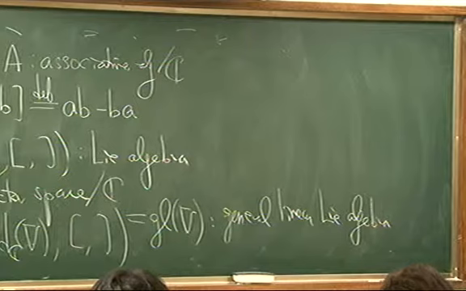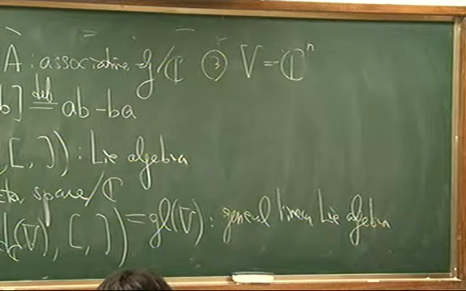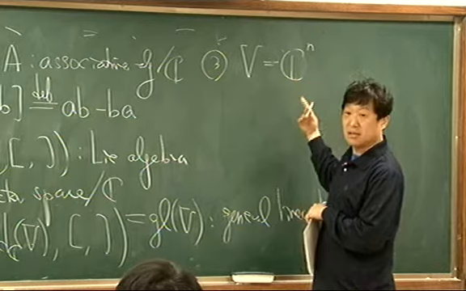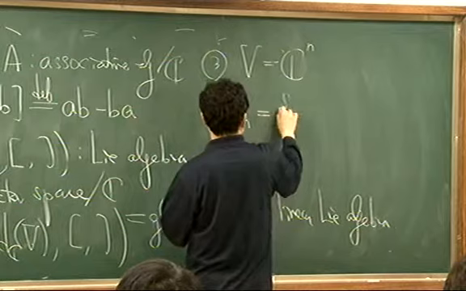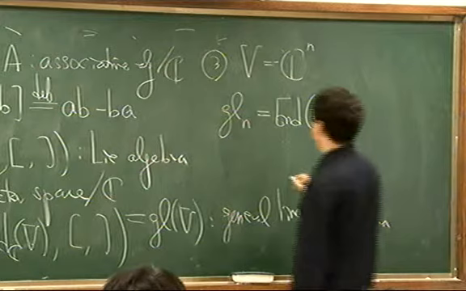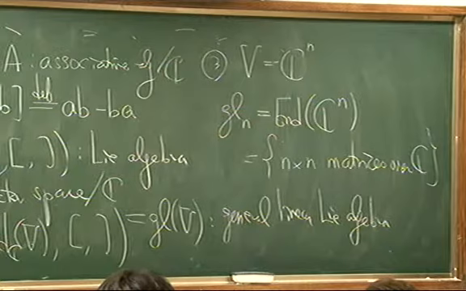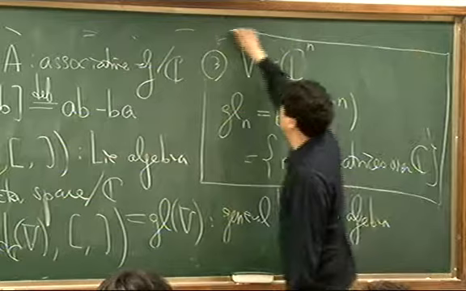In my lectures, I will focus on the special case of the n-dimensional vector space C^n, and if we consider the general linear Lie algebra on C^n, it will be denoted by gl_n. So it is the endomorphisms of C^n, and we can identify this in the usual way with n by n matrices over C. Okay. And this is the main target of our study.